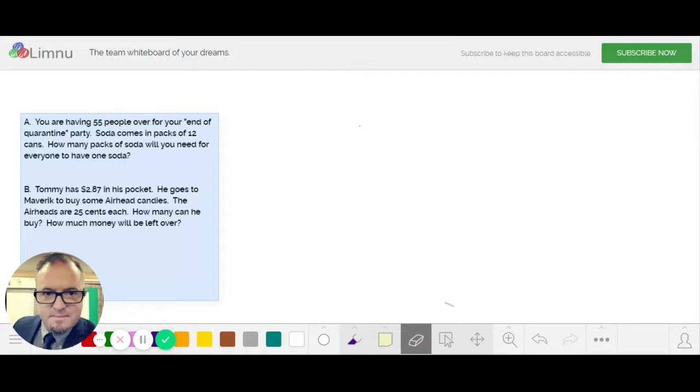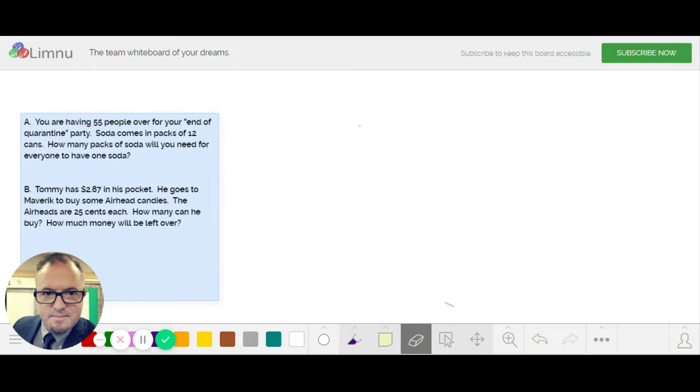But depending on the type of story problem or real world problem that you're dealing with, you need to use that remainder in one way or the other. So I'm going to talk to you about the two different ways that you need to interpret the remainder. Let's look at problem A on the left-hand side of the screen.